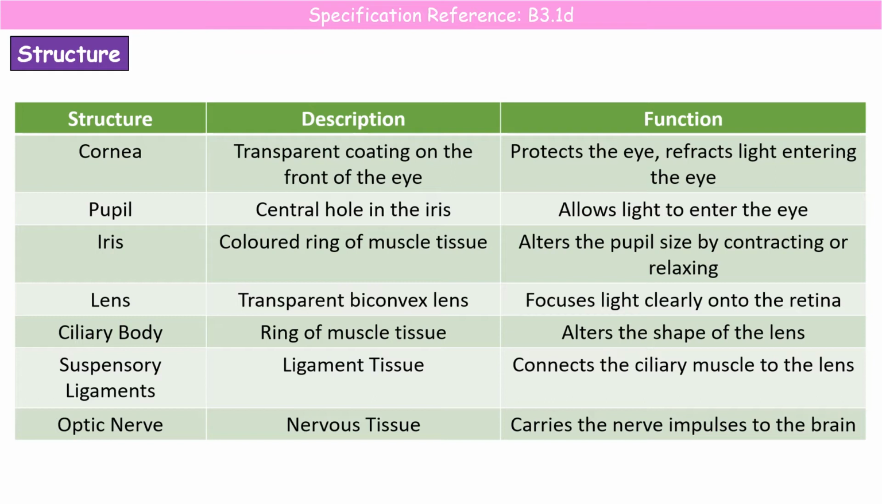The iris is that coloured ring of muscle tissue around your pupil, and its purpose is to actually change the size of the pupil by contracting or relaxing depending on the light levels you are present in. The lens is next. This is a biconvex lens that's going to focus the light onto the retina. Ciliary body is a ring of muscle tissue that alters the shape of the lens. The suspensory ligaments connect the ciliary muscle to the lens. And finally, the optic nerve carries those nerve impulses to the brain itself. So make sure you know what each part of the eye does. Don't ignore ciliary body and suspensory ligaments because they have come up previously.